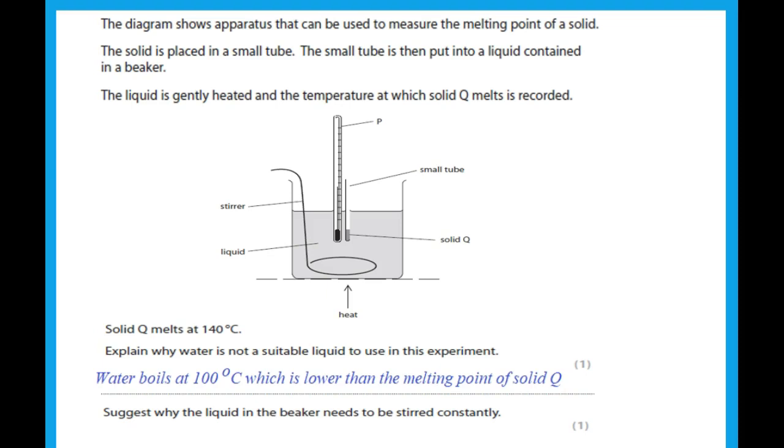Suggest why the liquid in the beaker needs to be stirred constantly. When we're heating something and trying to measure its temperature, we should stir, and as the diagram shows, he has a stirrer in there. We should stir in order to do what? In order to distribute the heat equally in the liquid. So when you are measuring the temperature of part of the liquid, that is the same as the temperature in all parts of the liquid.